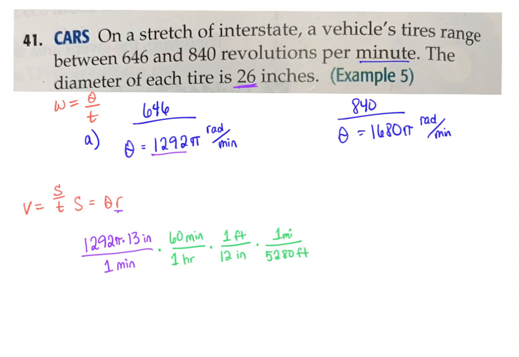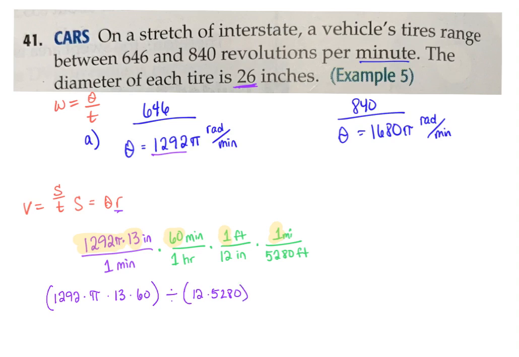So then you're going to multiply across. You're going to say 1292 times pi times 13 times 60 times 1 times 1, and you are going to divide it. And you do have to put parentheses here. In your calculator, you don't have to do parentheses at first, that's not as important. But basically, you're multiplying 1292 times pi times 13 times 60, and that group is divided by 1 times 12 times 5,280.